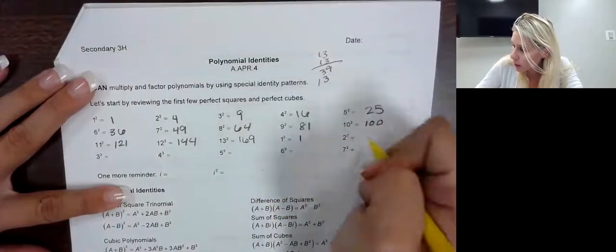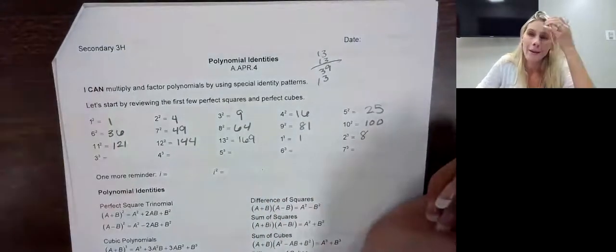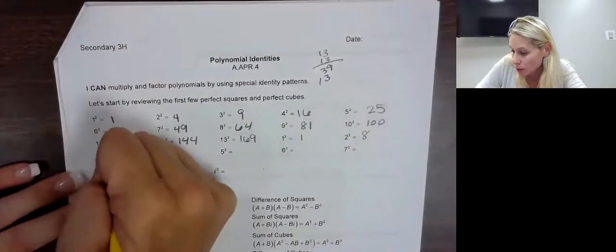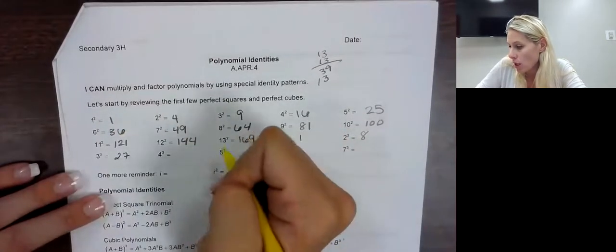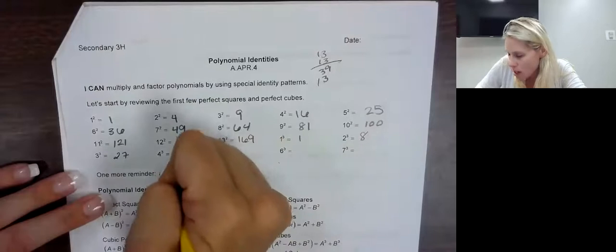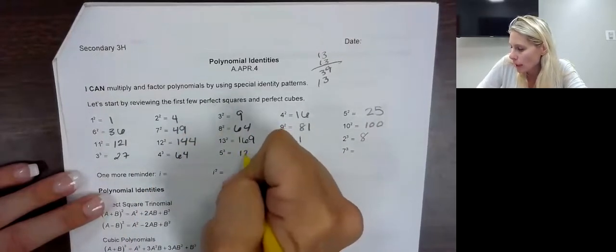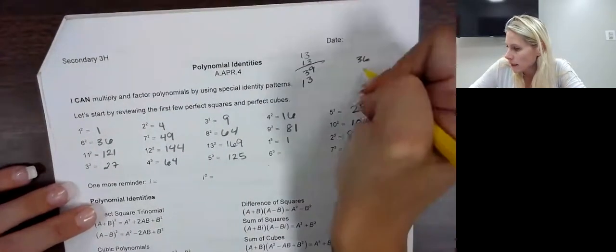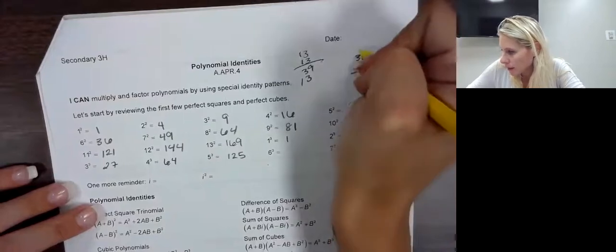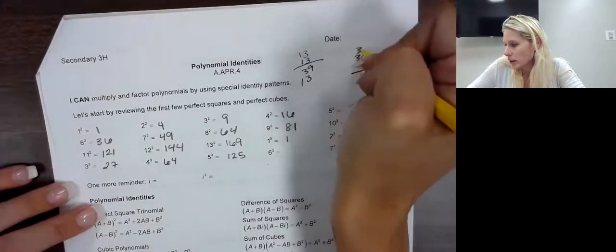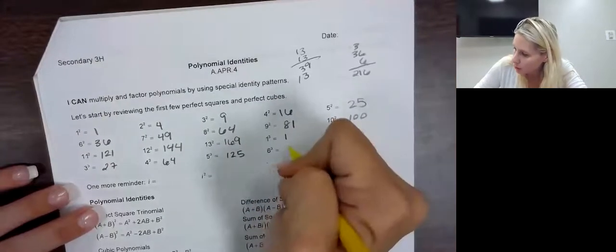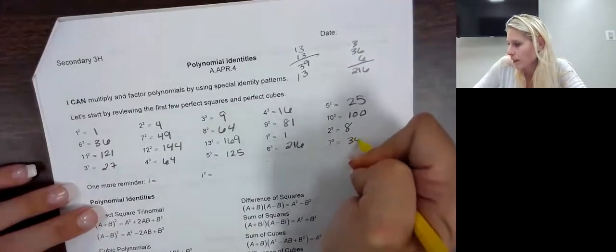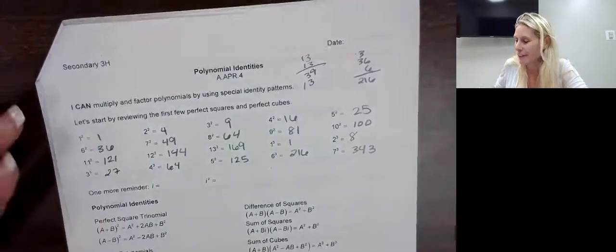1 cubed is 1, 2 cubed is 8. This is why in the past I've been able to do things like this, because I know my perfect squares and my perfect cubes. 3 cubed is 27. 4 cubed is 64. 5 cubed is 125. 6 cubed, 36 times 6, is 216, and then 7 cubed is 343. I did this earlier today, so I know that.